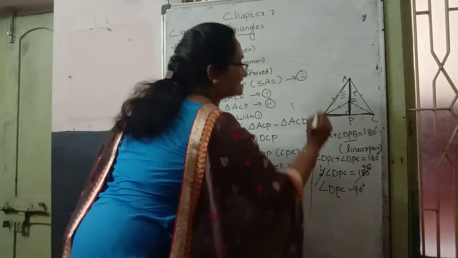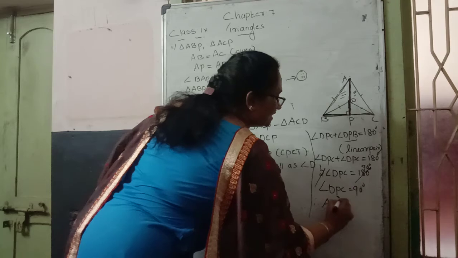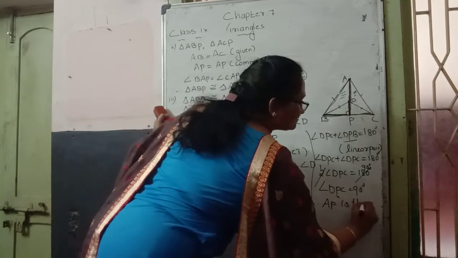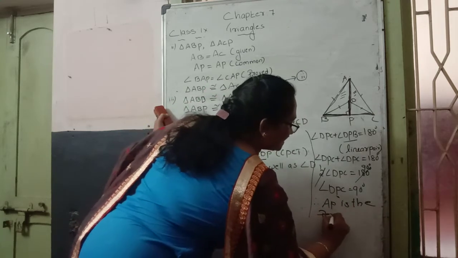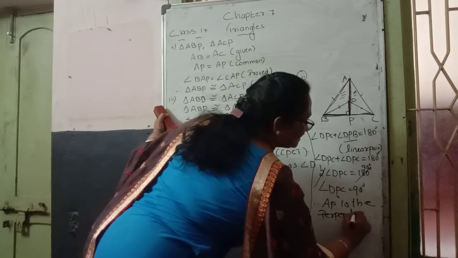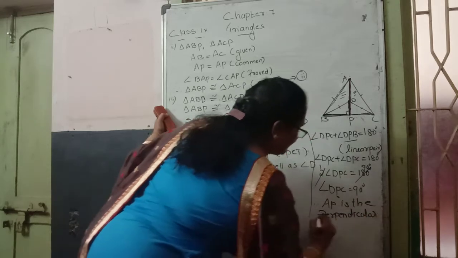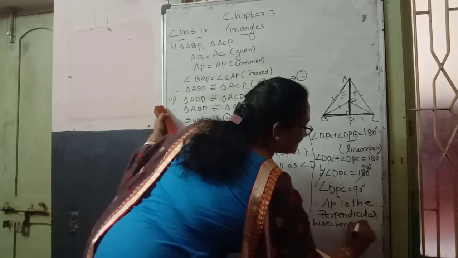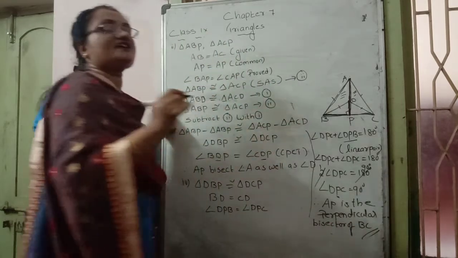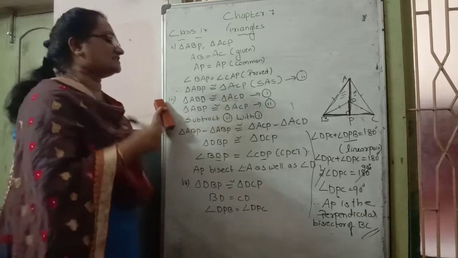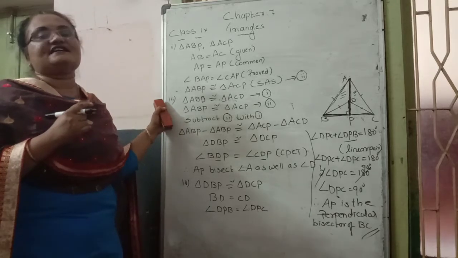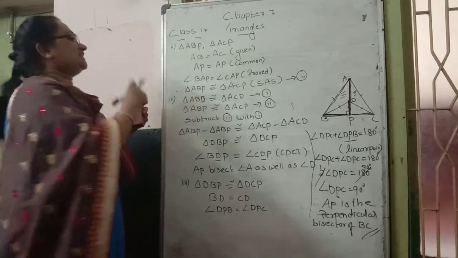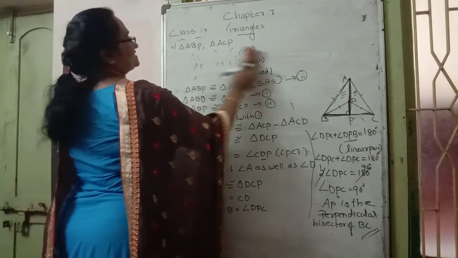Therefore, what we can say, AP is the perpendicular bisector of which side? BC side. That is the fourth case they asked. I hope you can understand this question. Then next we go through the second question.